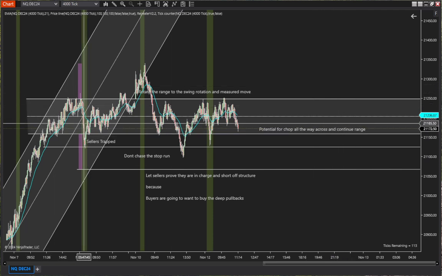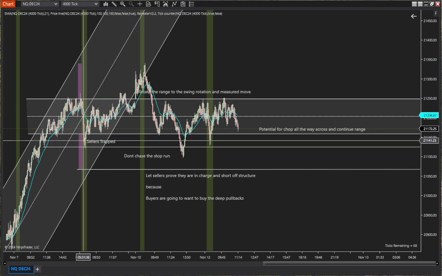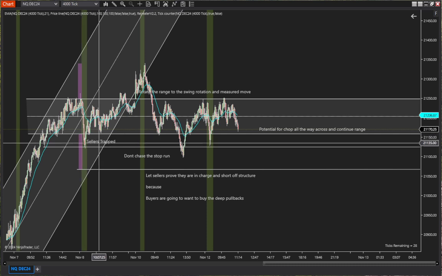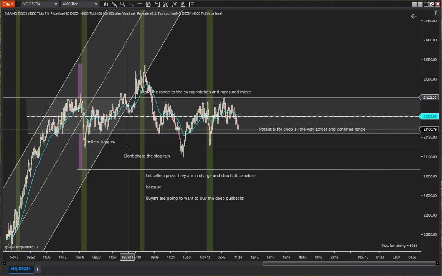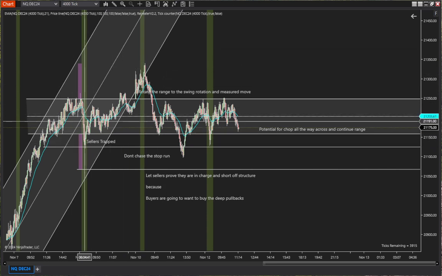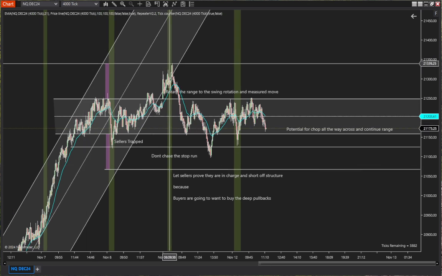This range was drawn the other day when we broke down and trapped those sellers, and that's where we drew around the New York Open, sometime around there. We had the range, and we were expecting a little bit of continuation potentially because of the swing below. But I don't think this is going to continue. I think this is going to probably balance on a higher time frame.